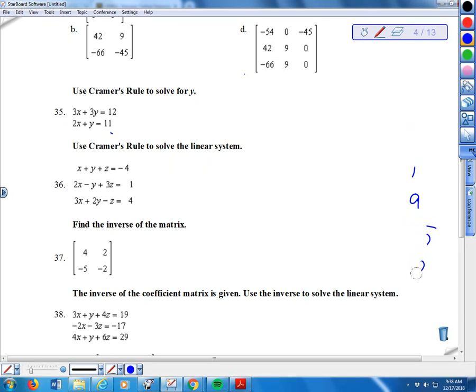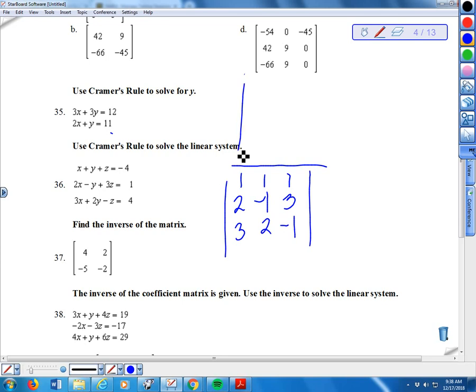All right. Use Cramer's rule for this one. 1, 1, 1, 2, negative 1, 3, 3, 2, negative 1. That's the denominator. For x, my numerator is negative 4, 1, 4, 1, negative 1, 2, 1, 3, negative 1.